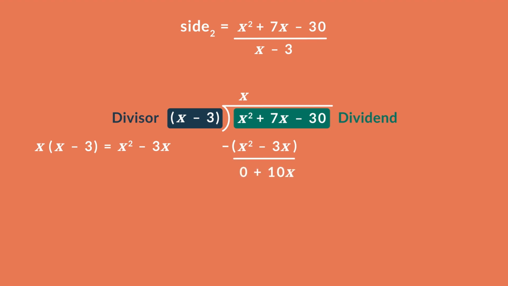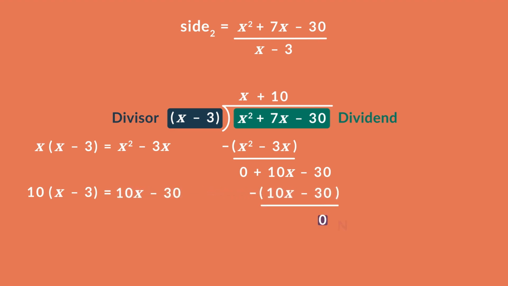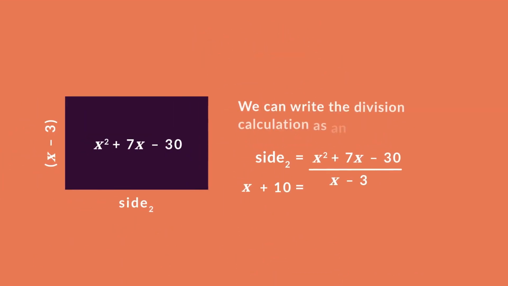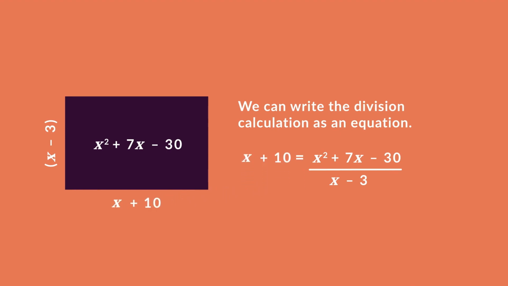The result is 10x. Then, bring down the next term, which is negative 30. Next, ask what times x is 10x. It is positive 10, so place this above the line too. Now multiply 10 by x minus 3 and subtract the expression. The answer is 0, and there is no remainder. We can write this as an equation like so. Now we have the length x plus 10 for the second side of the rectangle.